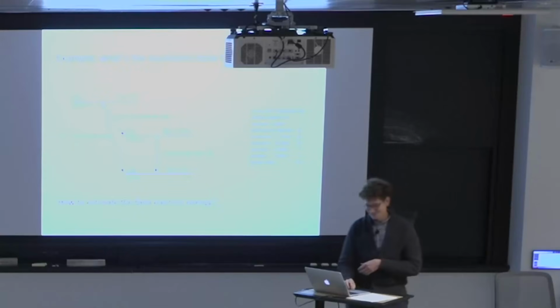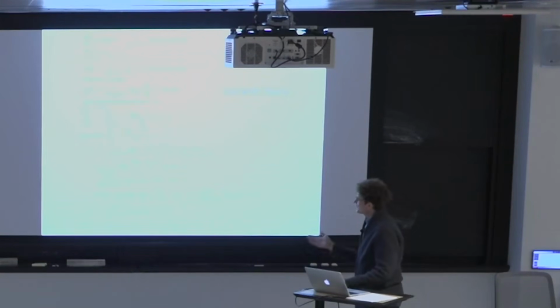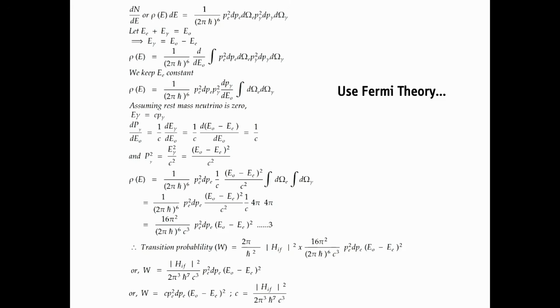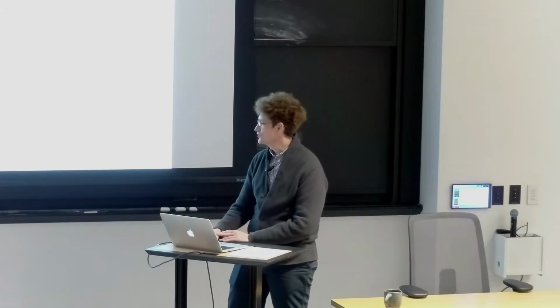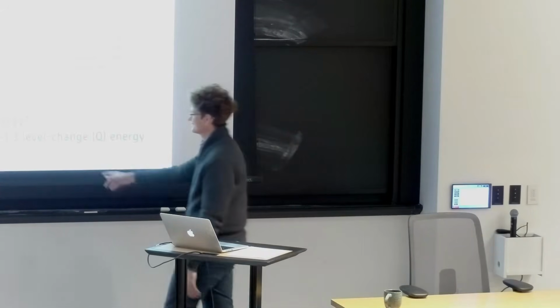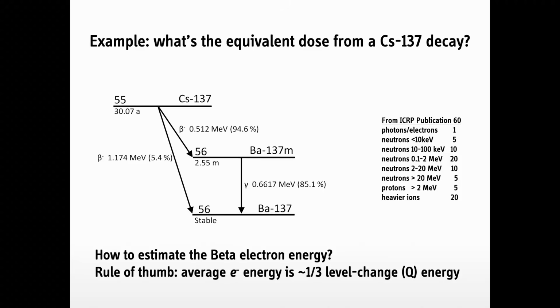All right. So don't forget, you can estimate the beta energy exactly if you want to using Fermi theory, but I assume that this is annoying, so you just use this. This is good enough, 1/3.